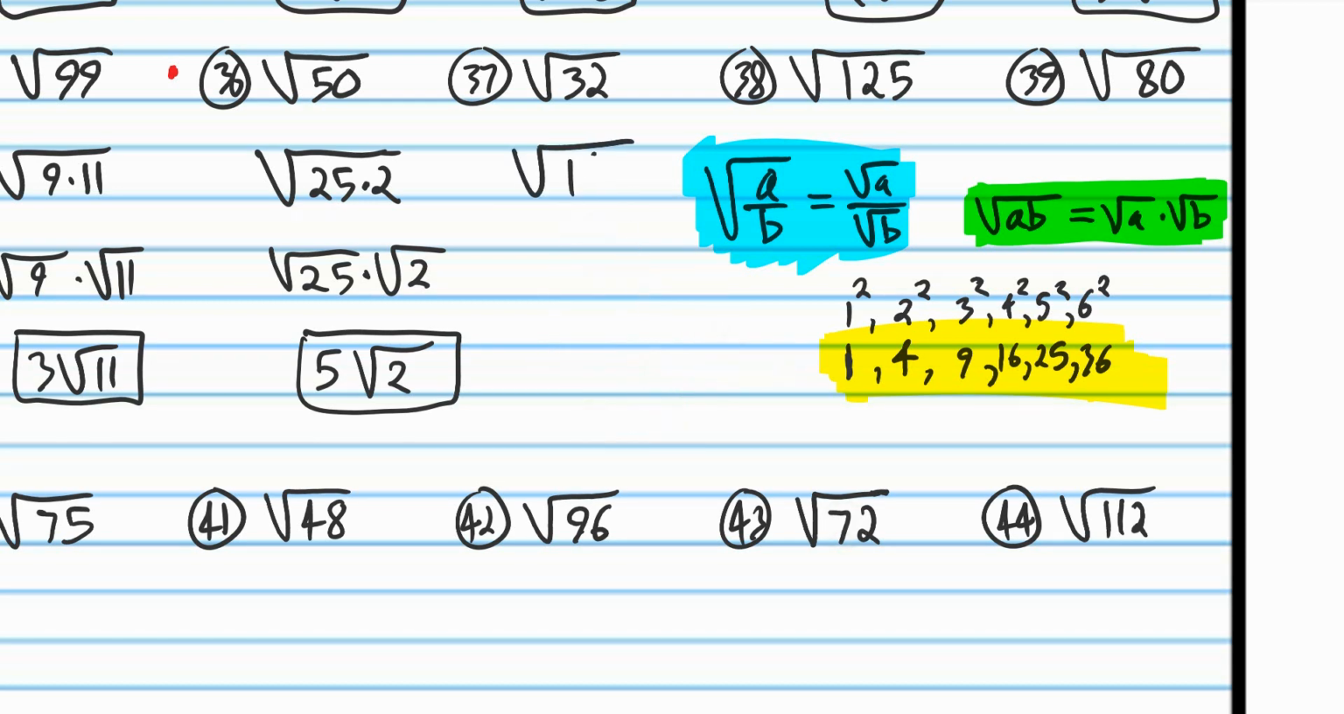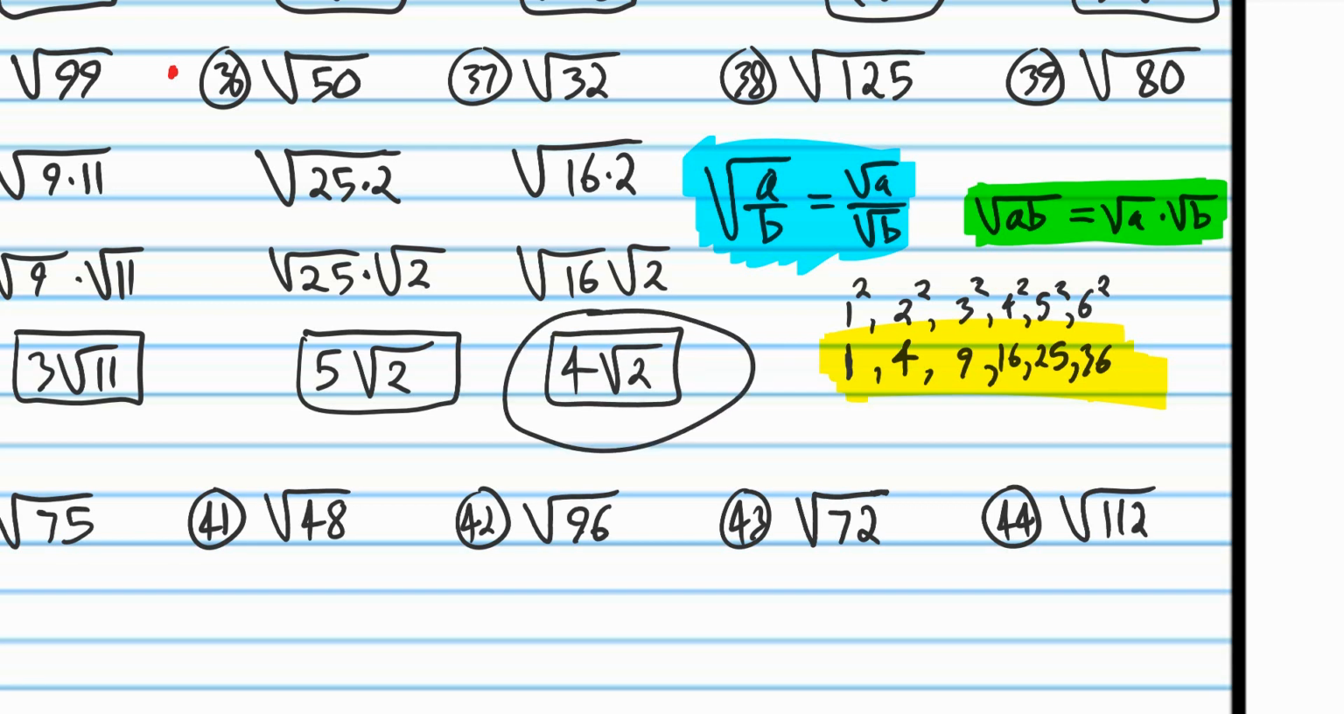So again, I know this is a lot to take in, but we're going to do a lot of practice problems. You're going to get the hang of it. So now we're going to use the green principle. And square root 16, what number times itself is equal to 16? That's 4. And there you go. So that's the fastest way to get to the answer.